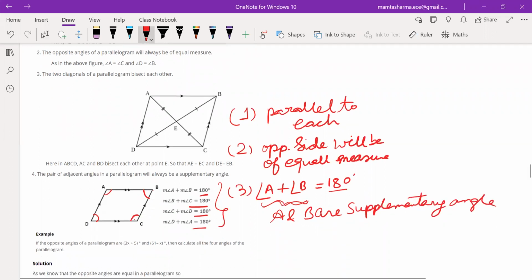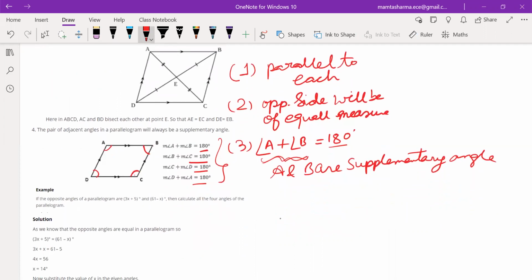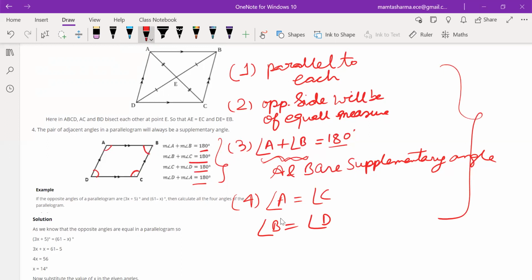Now, what is the fourth property of a parallelogram? That opposite angles are equal. Opposite angles: angle A equals angle C and angle B will be equal to angle D. So these are the four properties of a parallelogram.